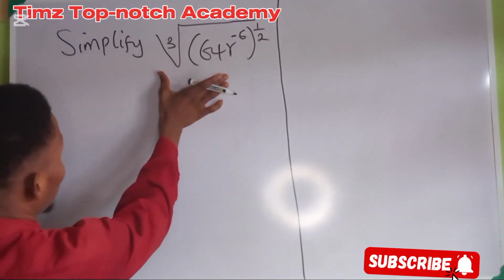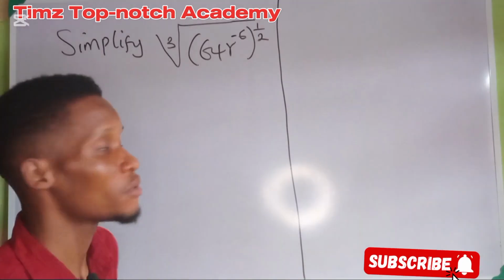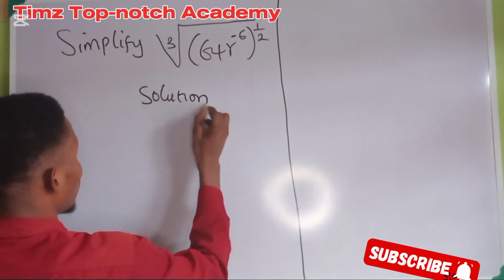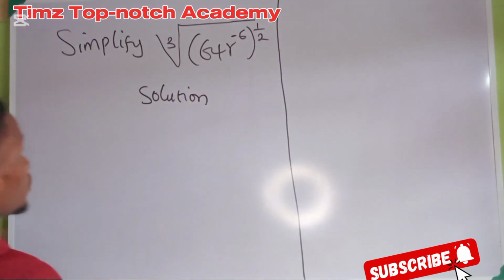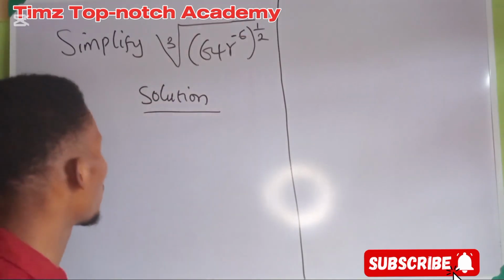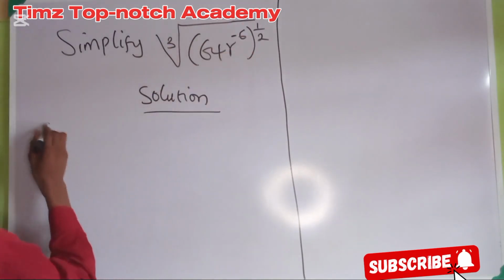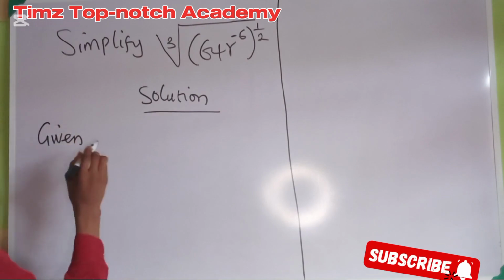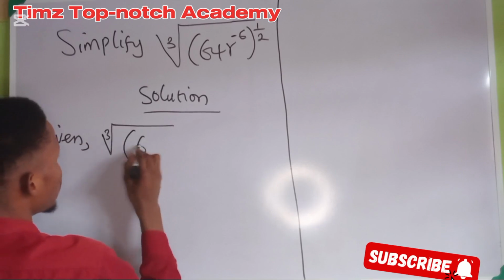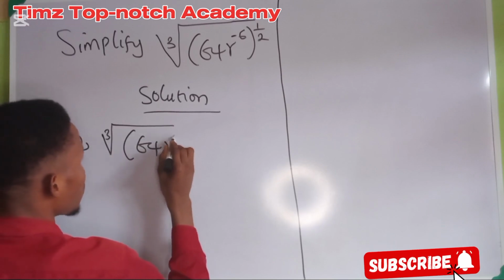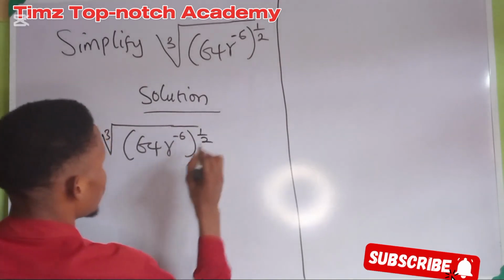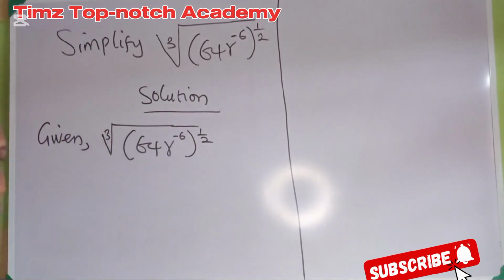This is a question that is given. So the first thing you do when you want to solve this type of question is to write a solution. You are asked to simplify this. So what you do now is write given. You are asked to simplify the cube root of bracket 64 r raised to the power minus 6, then r raised to the power of a half. So this is what you are asked to simplify.